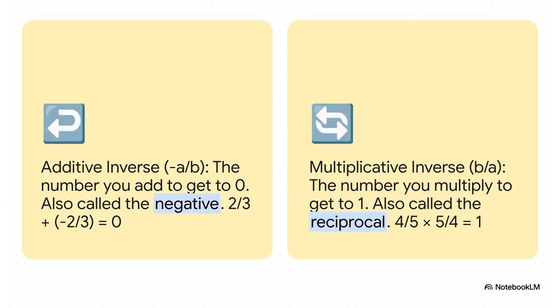And for every hero, there's got to be an opposite. For every single rational number, there's an additive inverse, which is really just its negative. It's the number you add to get right back to the identity 0. And for every non-zero rational number, there's a multiplicative inverse, what we usually call the reciprocal. And that's the number you multiply to get back to the other identity, 1. These inverses are what let us undo things, which is the whole key to solving equations. They just perfectly cancel each other out.